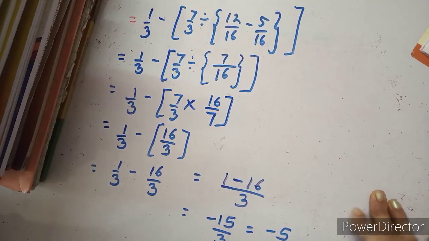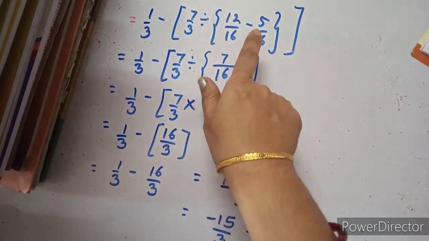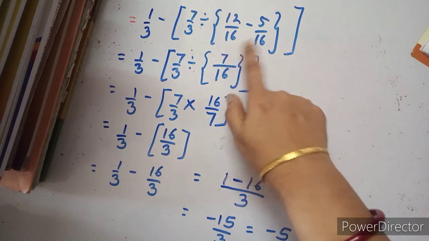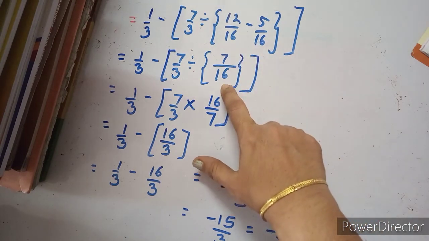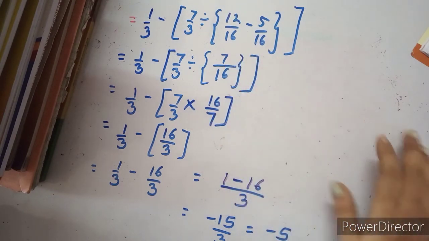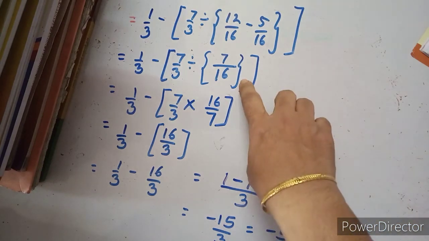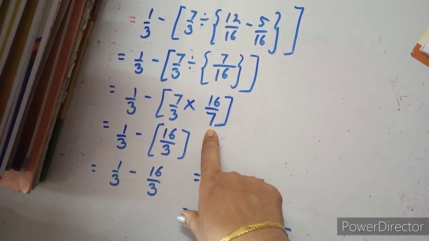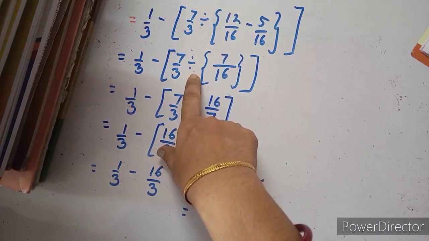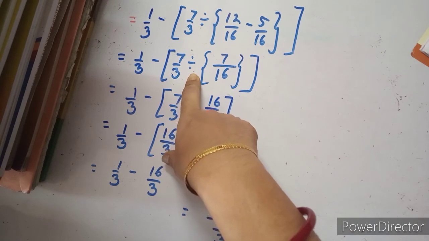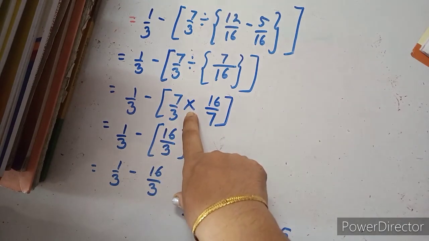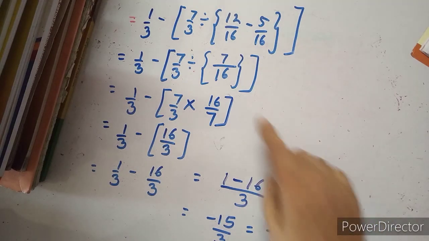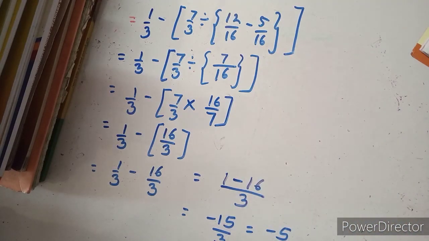Now the next step is 12 upon 16 minus 5 upon 16. So these are like fractions. So we have taken 16, and 12 minus 5 is 7. So now we need to remove this second bracket, that is the curly bracket, and we get it like this. Here you have a division sign, so you have to put a multiplication sign and then take the reciprocal of the number. Okay, so you can remove your second bracket.